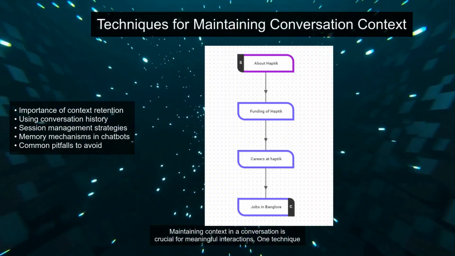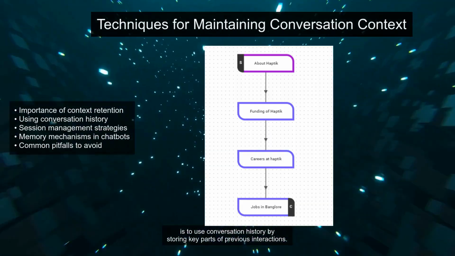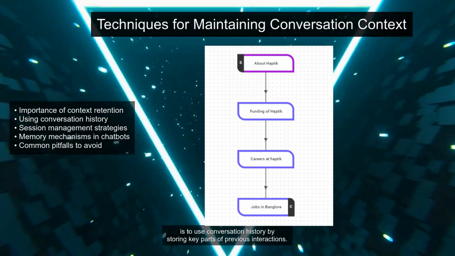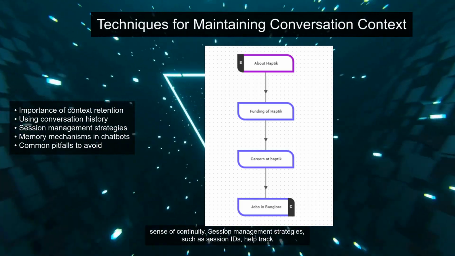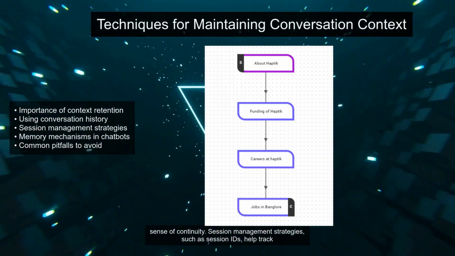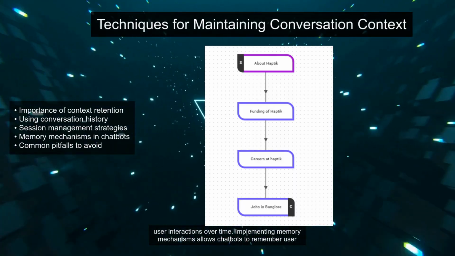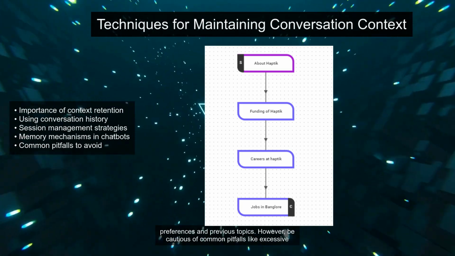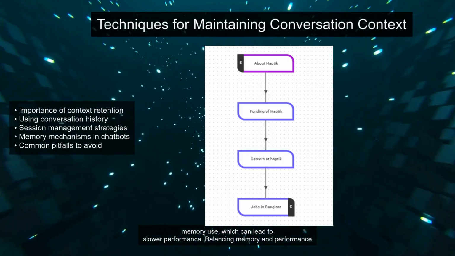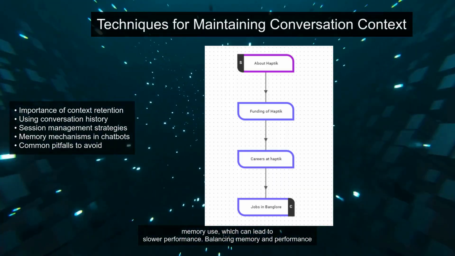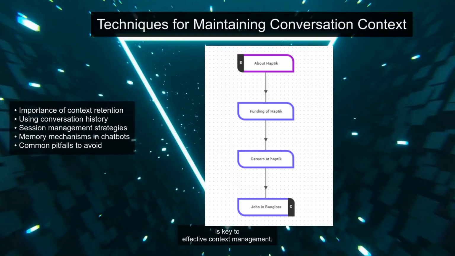Maintaining context in a conversation is crucial for meaningful interactions. One technique is to use conversation history by storing key parts of previous interactions. This allows the chatbot to refer back to past exchanges, creating a sense of continuity. Session management strategies, such as session IDs, help track user interactions over time. Implementing memory mechanisms allows chatbots to remember user preferences and previous topics. However, be cautious of common pitfalls like excessive memory use, which can lead to slower performance. Balancing memory and performance is key to effective context management.